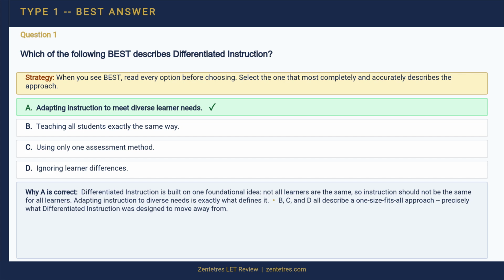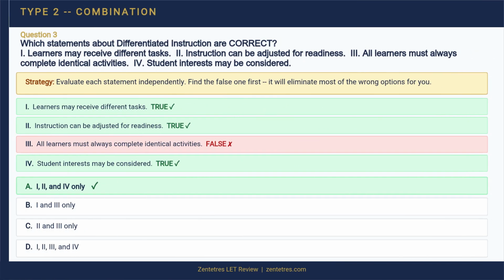B. Teaching all students exactly the same way. This is the approach DI was designed to move away from. C. Using only one assessment method. One method for all is a one-size-fits-all approach. The opposite of DI, ignoring learner differences. This is the problem DI solves, not a description of it. The answer is A.